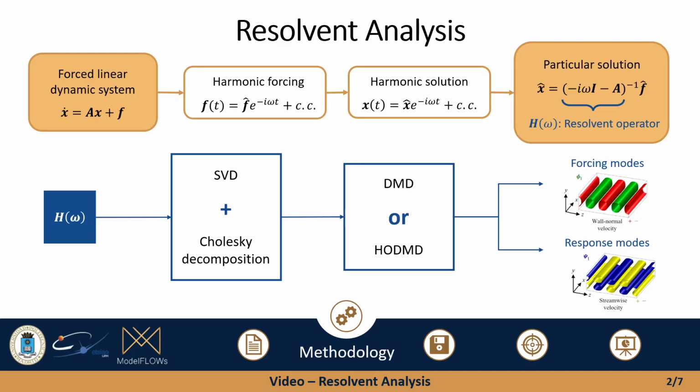This operator is created by first applying to a database the SVD plus Cholesky decomposition, and then a second part where we can apply either the classical DMD or the HODMD. In our article, we use a more advanced implementation with HODMD, and this way, as I said, we obtain the forcing and response modes of the system.